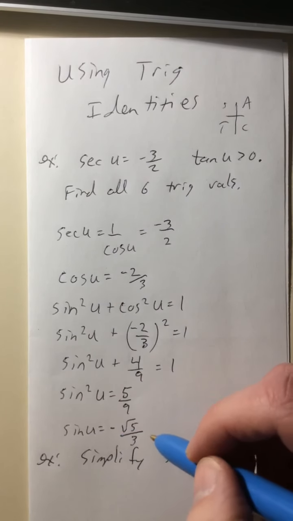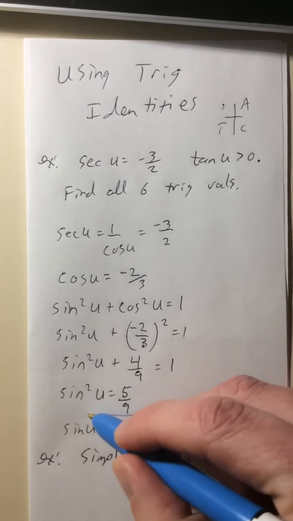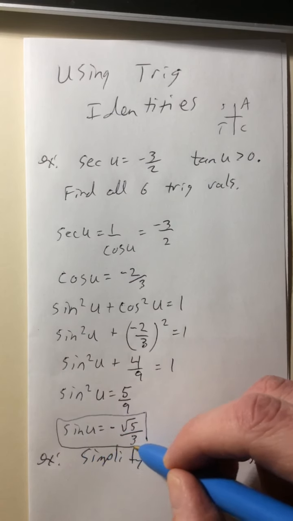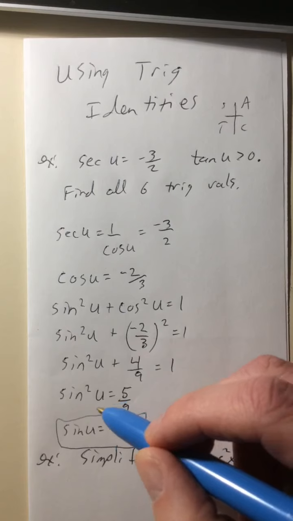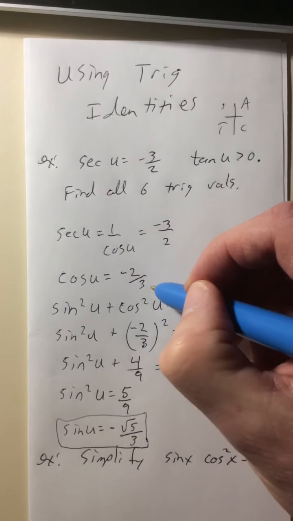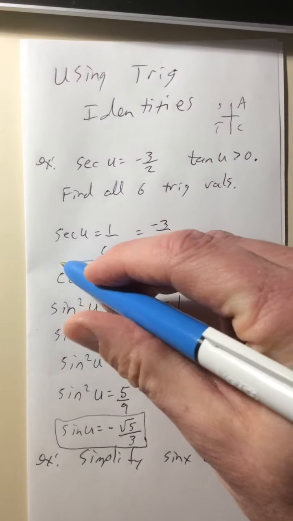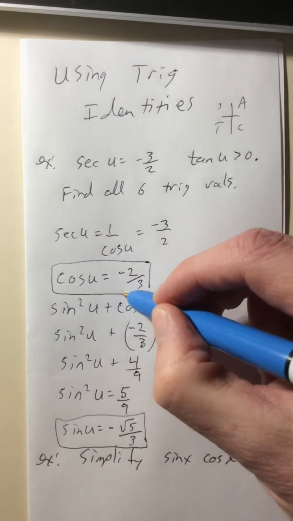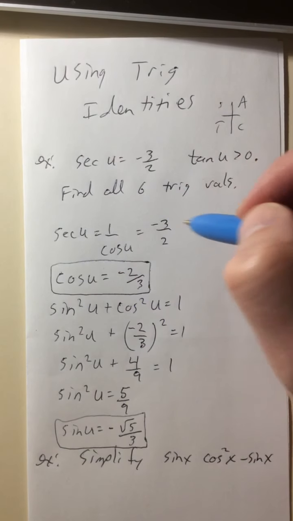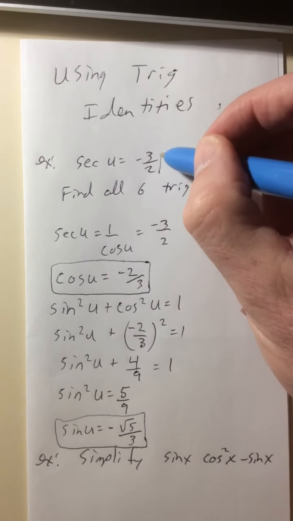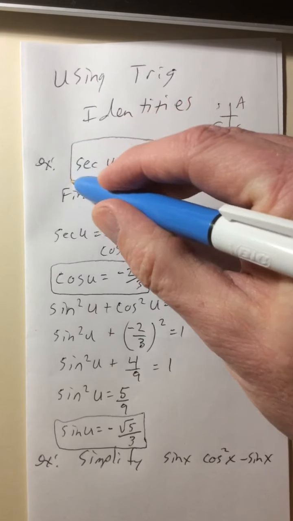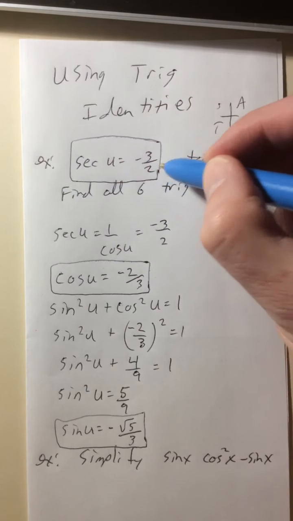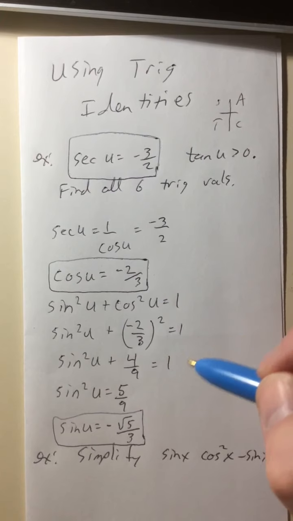So that is 2 of our trig functions that we're interested in. There's the sine, there's the cosine, that's 2. We started with this, so that's 3. We got 3 more to go, but they're all easy from here.